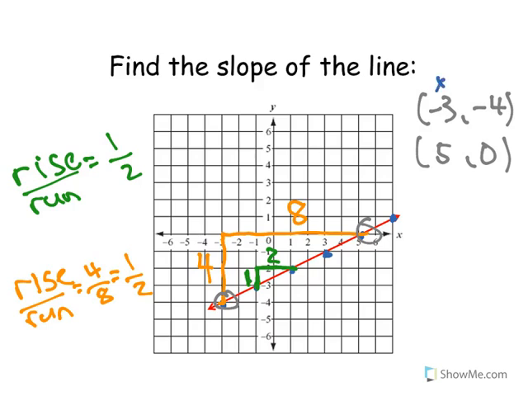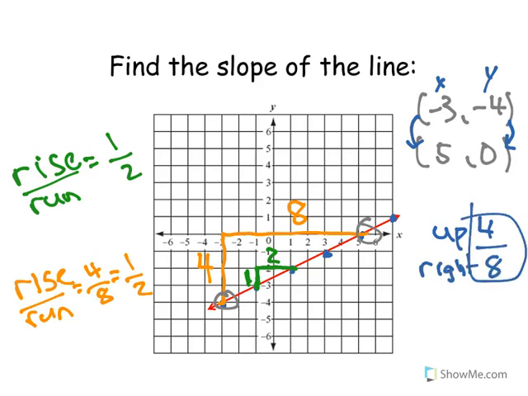If these are my x coordinates and these are my y coordinates, then to get from -4 to 0, I would have to go up 4. And on my x-axis, to get from -3 all the way out to positive 5, I'd have to go right 8. So I get 4/8, which we said was half. So what was I able to do? I was able to find the slope with just the points, without the graph.